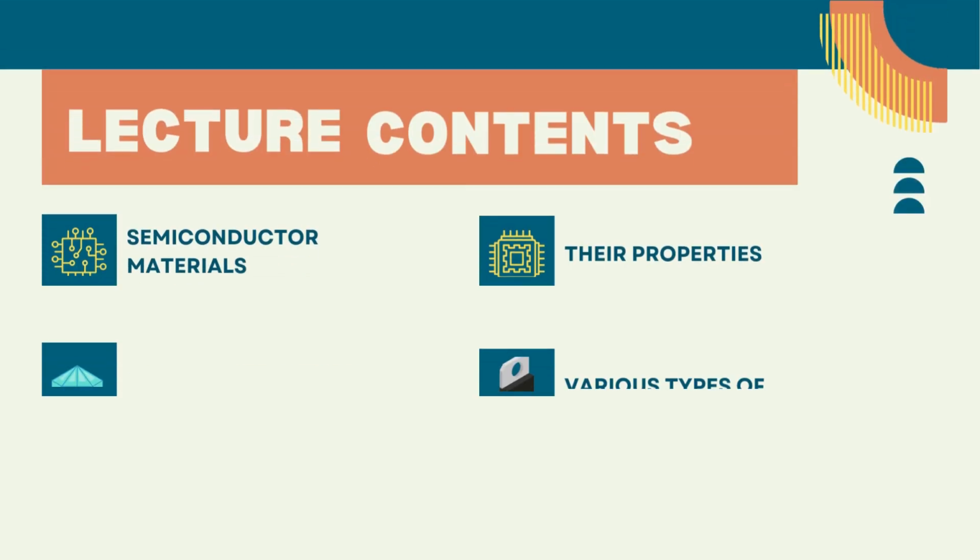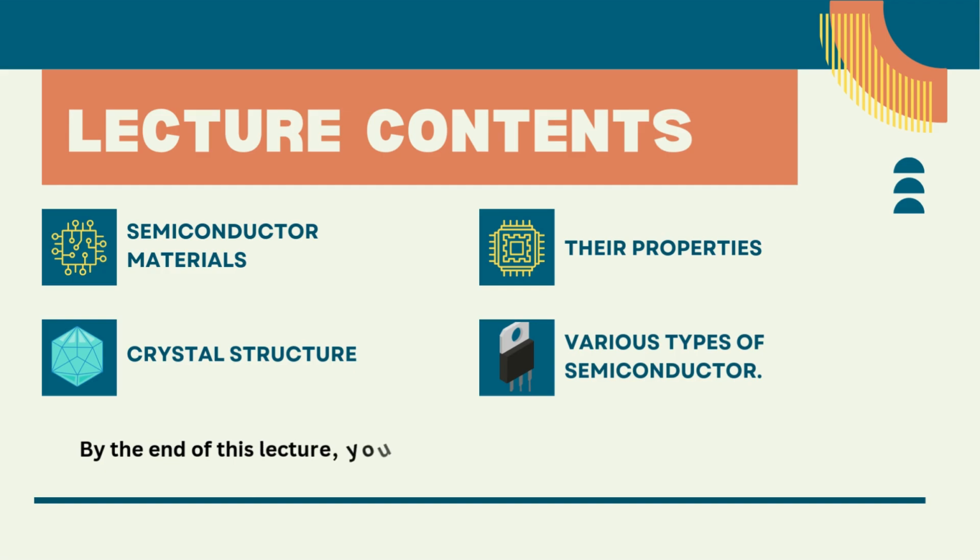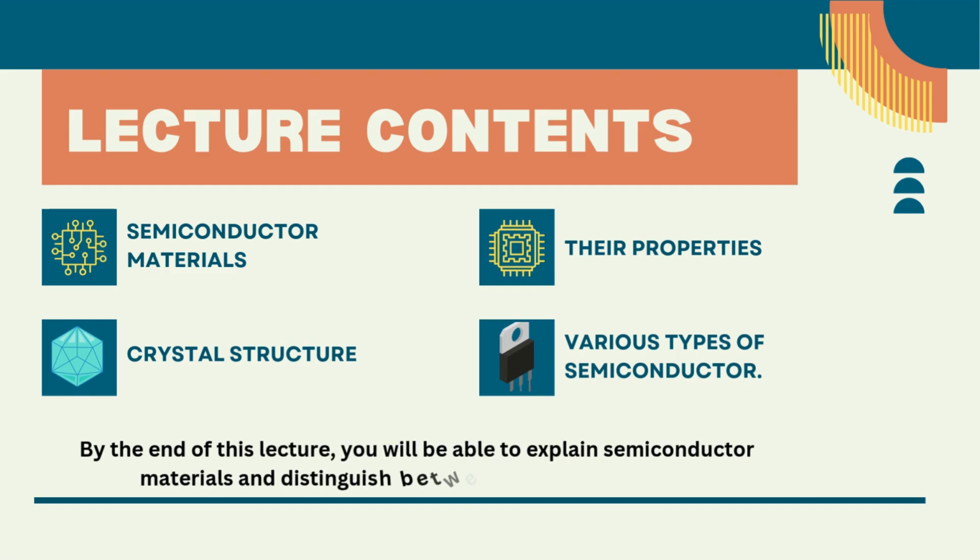In this lecture, we will discuss the semiconductor materials, their properties, crystal structure, and various types of semiconductor material. By the end of this lecture, you will be able to explain semiconductor and distinguish between their different types. With these objectives, let us begin today's lecture.